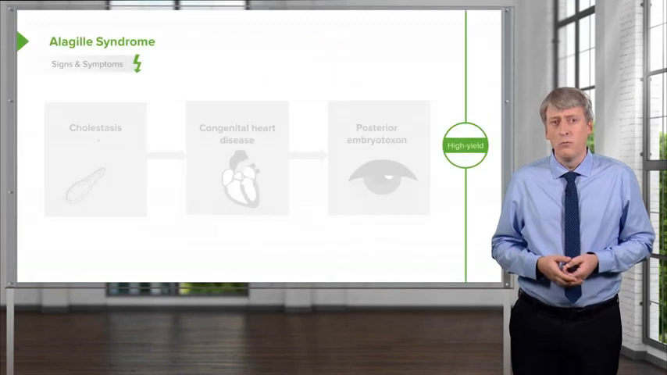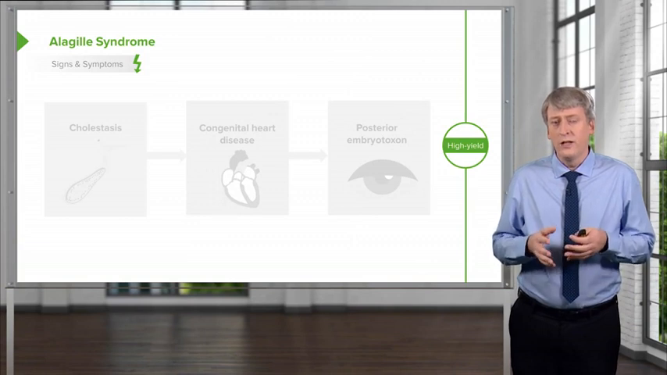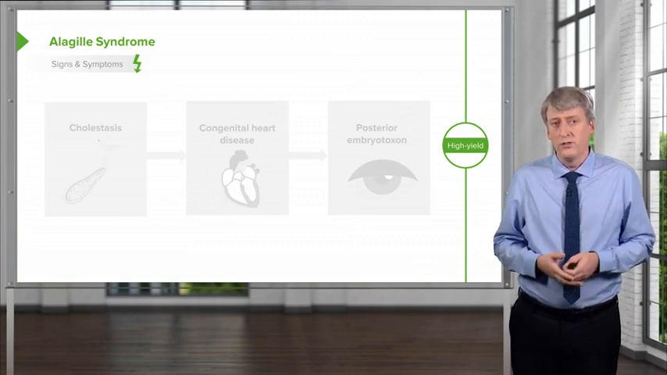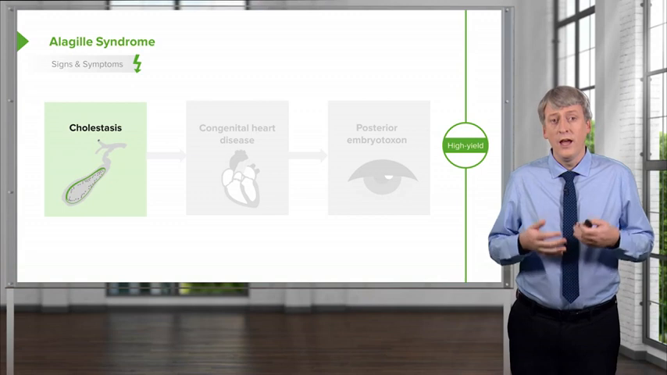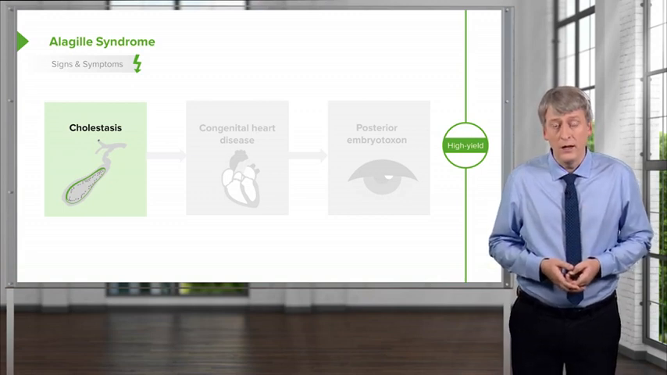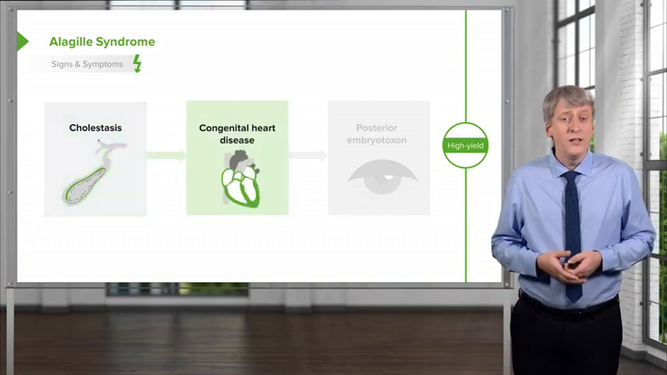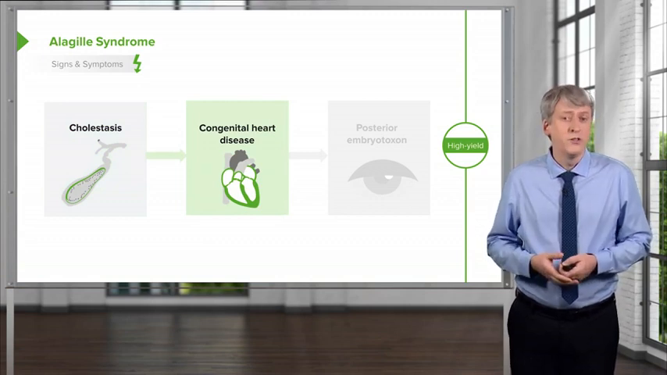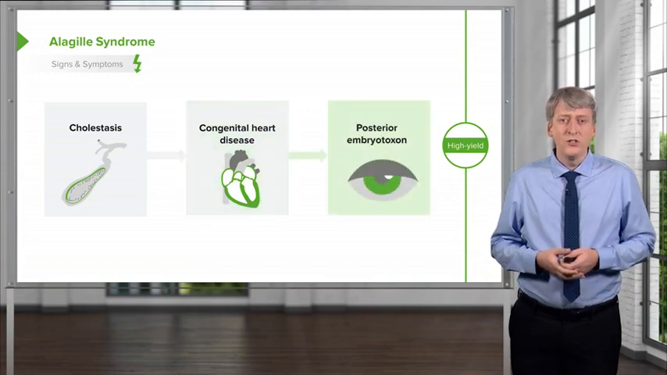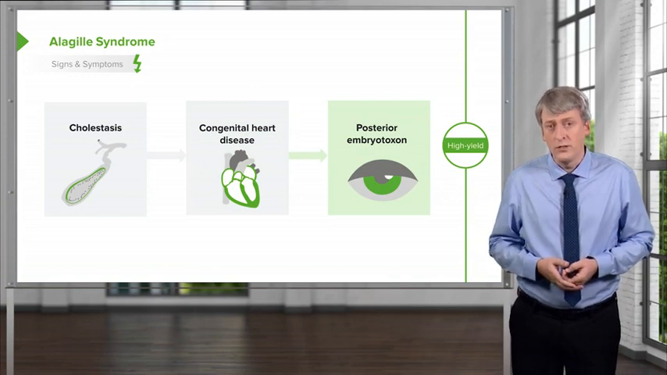Let's look at Alagille's a little bit more carefully. The signs and symptoms of Alagille's are generally related to a number of different organs that can be involved. First, we will see cholestasis in these children. They will have a conjugated hyperbilirubinemia, and that cholestasis may result in liver problems as well. Frequently, these children have congenital heart disease, something like tetralogy of Fallot, so a murmur is often appreciated. And lastly, these children can develop posterior embryotoxon in the eye, which may cause problems down the road and is something that you have to watch out for.